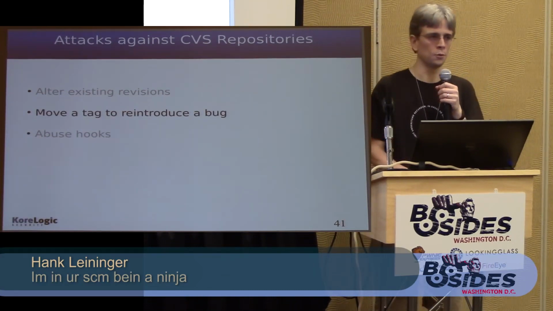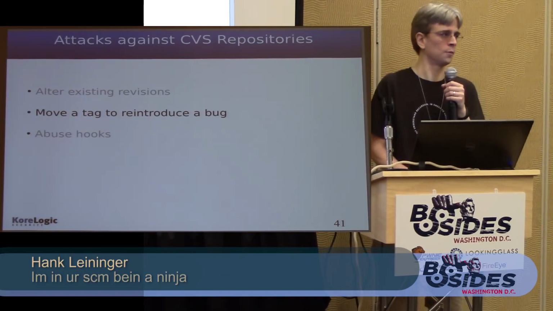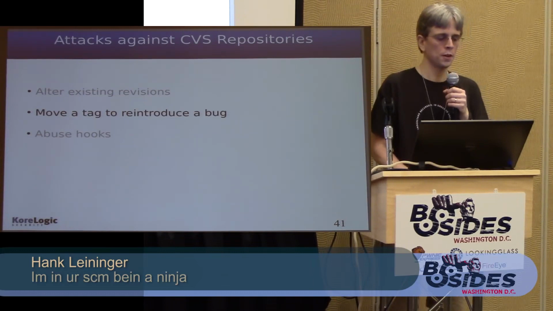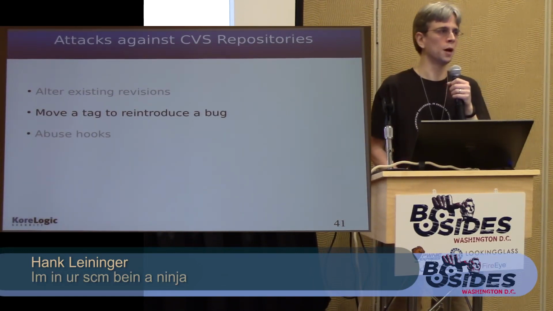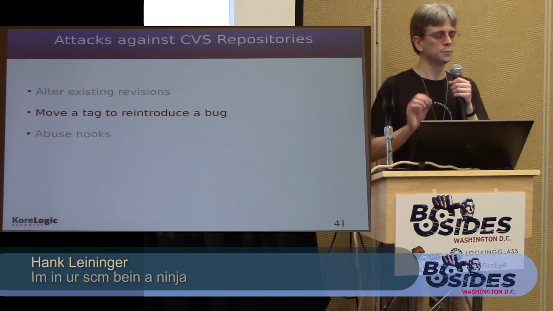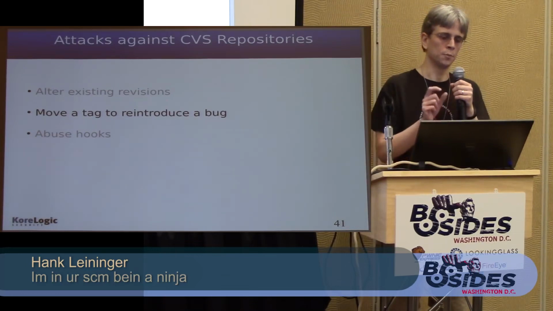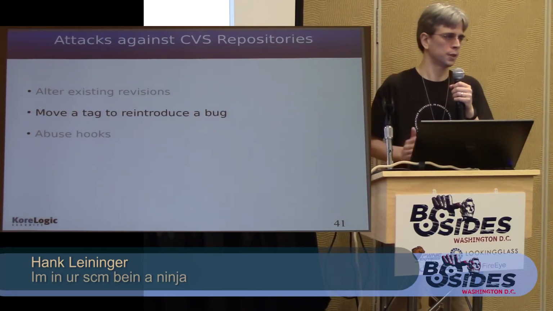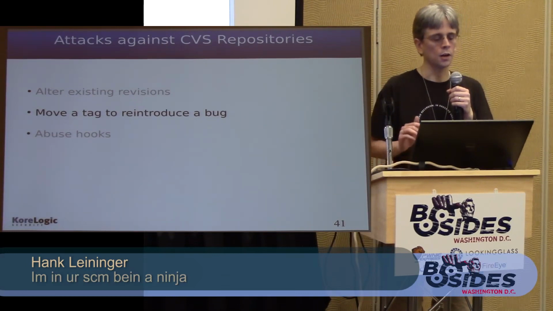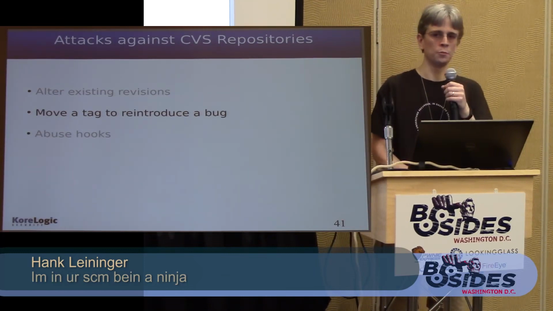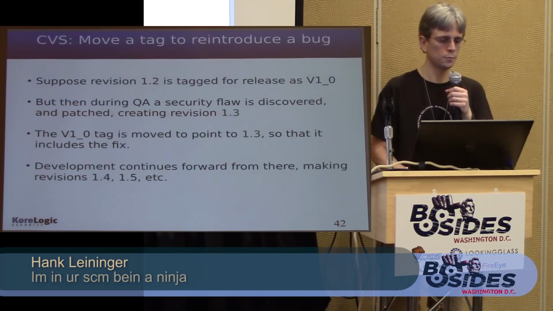Let's go for something that you can do, and actually this one pretty much works with any revision control system that we've looked at. Move a tag to reintroduce a bug. Now tags are sort of symbolic names for, you know, release 1.0 or whatever name you use. My code as of Tuesday, that's a perfectly valid tag name. Developers will use that as a shorthand to say, okay, whatever version we were at when we shipped production version 2.0, that's the version I want. Give me the version that's tagged as 2.0.